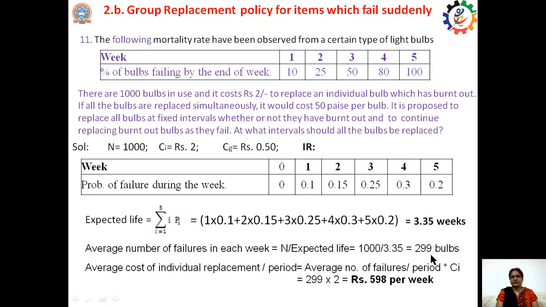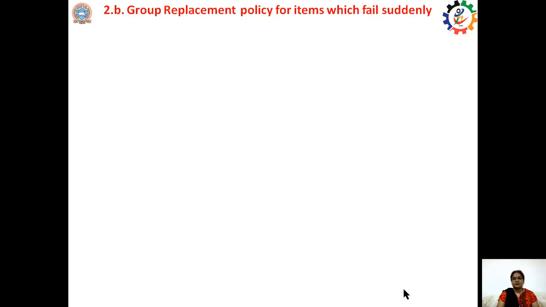But we don't want the number of bulbs, we want cost. So average number of failures per period, that is this answer, into CI, that is individual replacement cost, 2, we get rupees 598 per week. This value we will just carry to the next slide for more clarity while comparing. So let us move on.